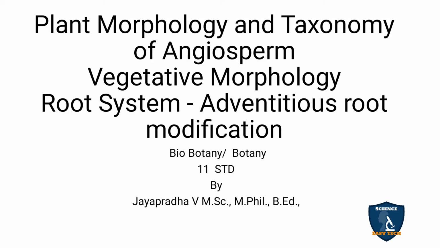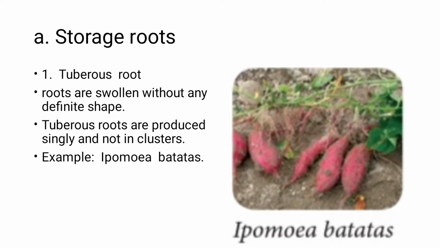We're going to discuss the adventitious root modification in vegetative morphology, plant morphology and taxonomy of Angiosperm. In adventitious root modification, there are three types of modification seen: storage roots, mechanical support, that is mechanical roots, and vital roots, that is vital functions. First, we're going to see the storage roots.